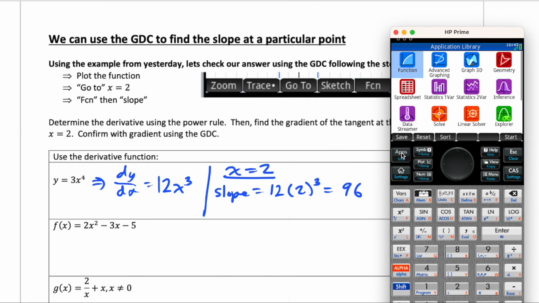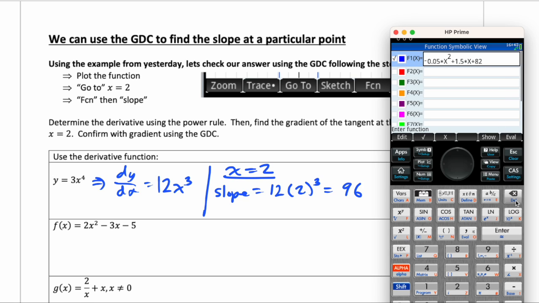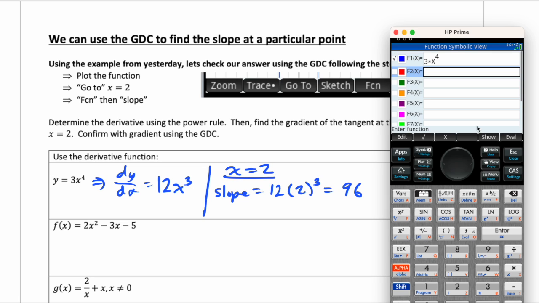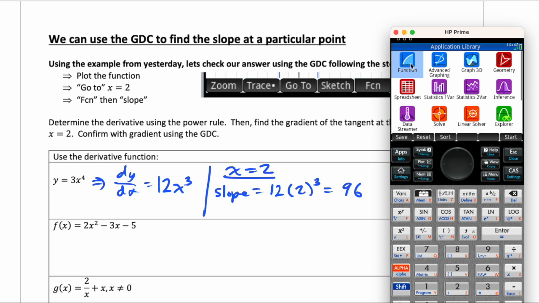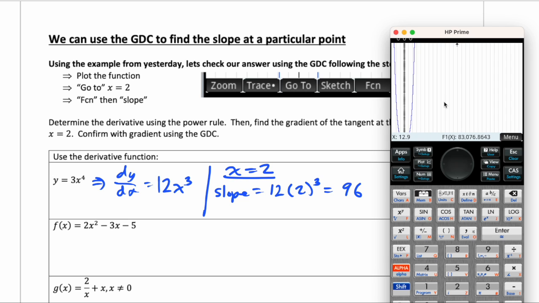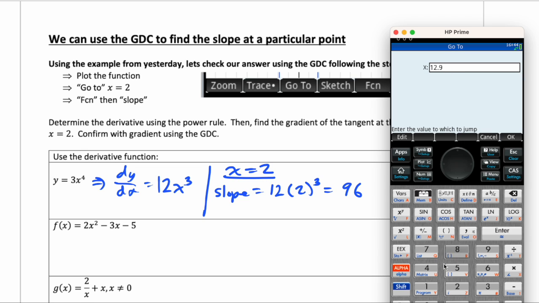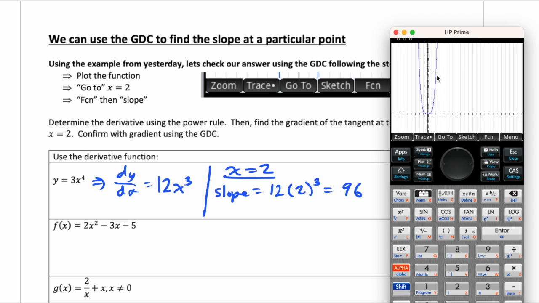I'm going to go to apps, I'm going to type in the equation. It is 3x to the power of 4. So type in the original function and then go to plot. And here it is. Now, if you want to get the slope at the point 2, then we have to go to point 2 first. So we go to menu, go to, and you type in 2, enter, and the cursor is now at the point where x equals 2.